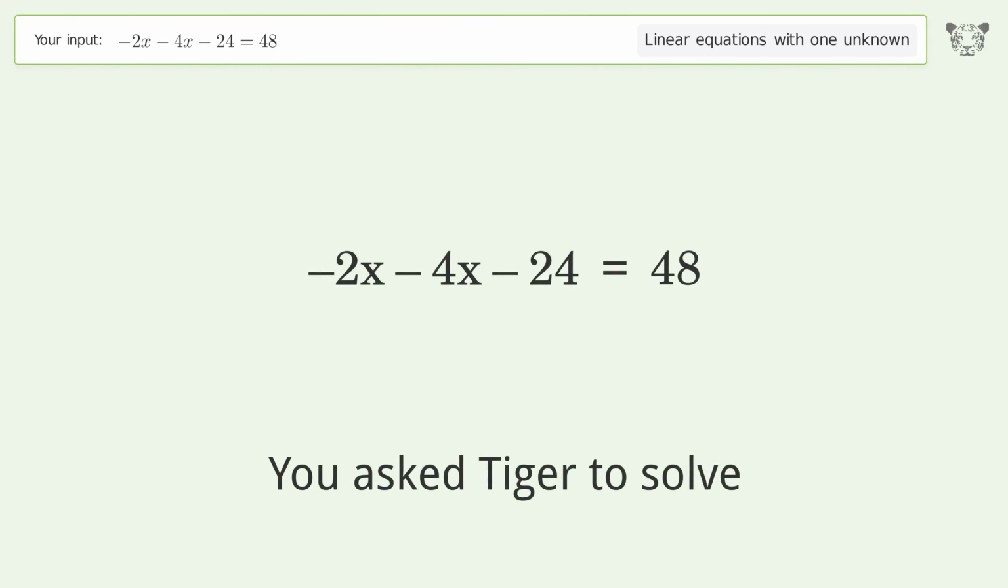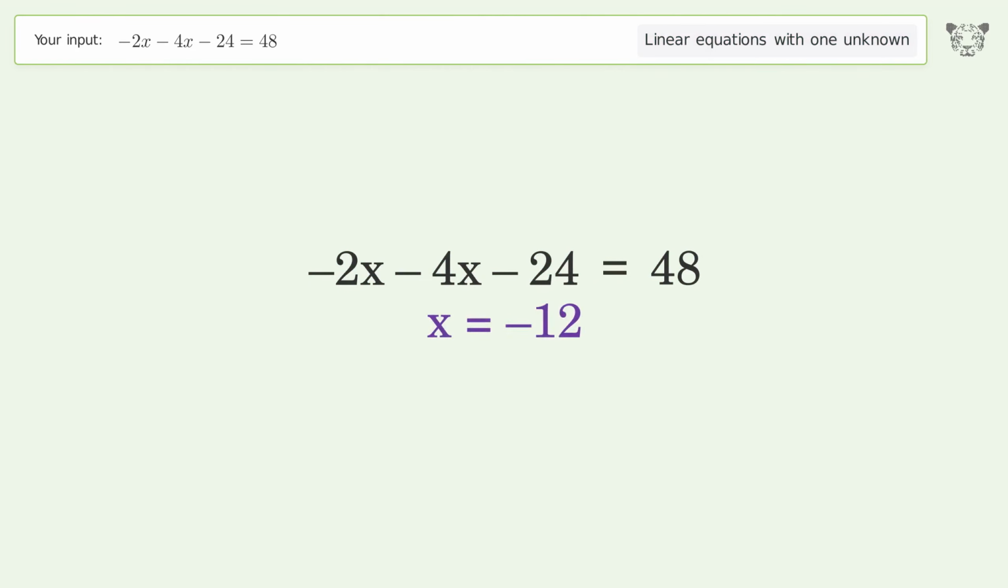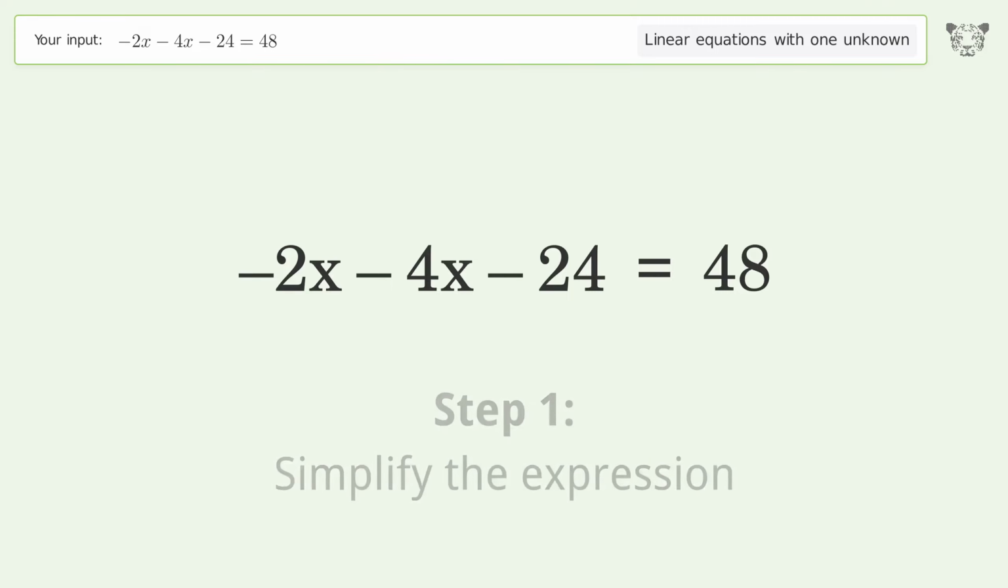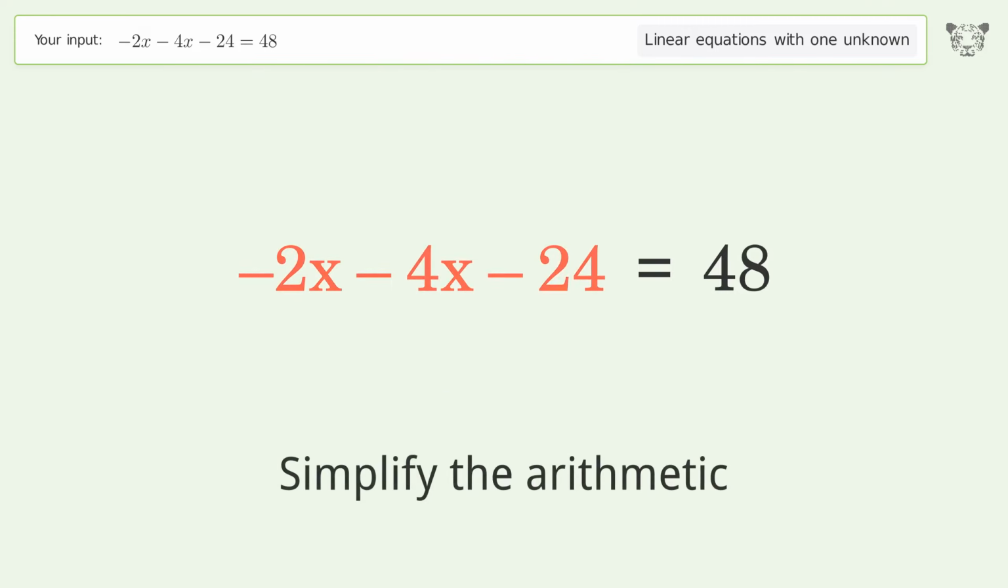You ask Tiger to solve. This deals with linear equations with one unknown. The final result is x equals -12. Let's solve it step by step. Simplify the expression. Simplify the arithmetic.